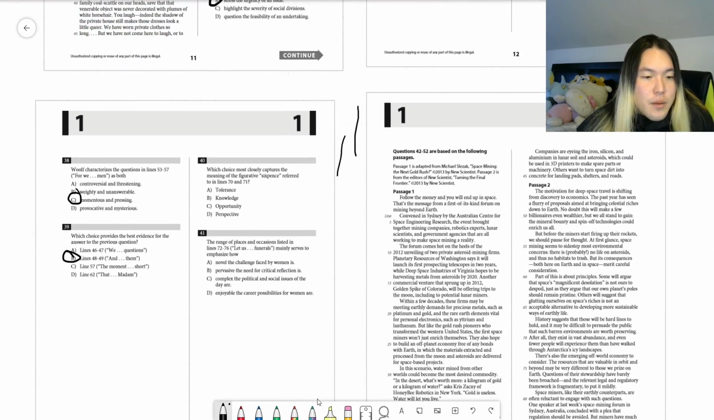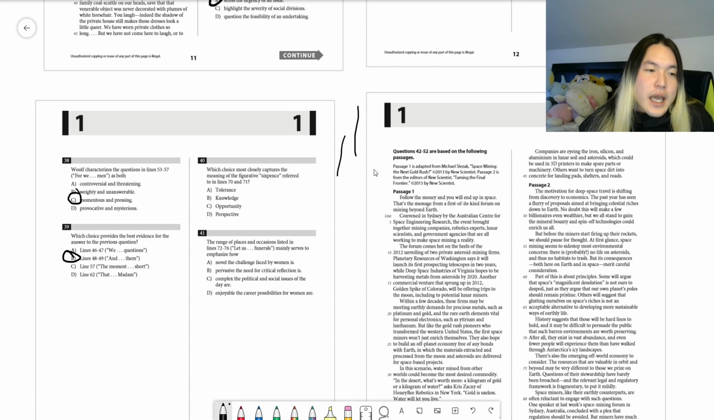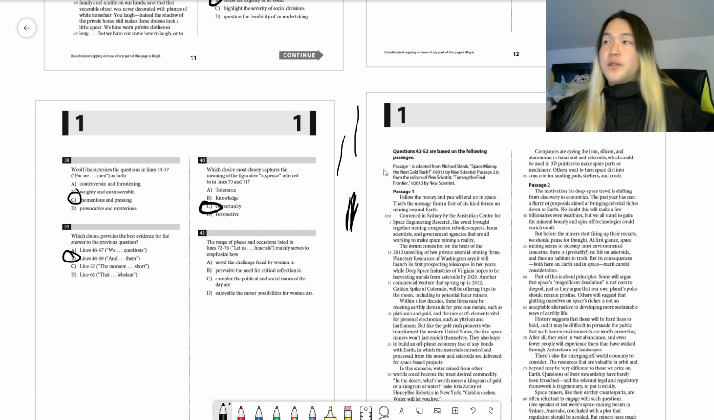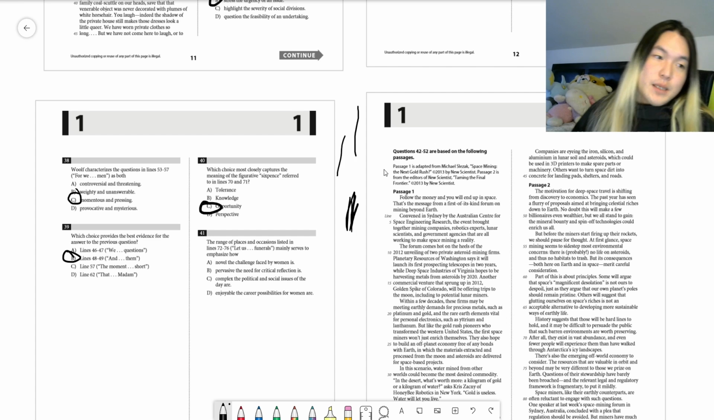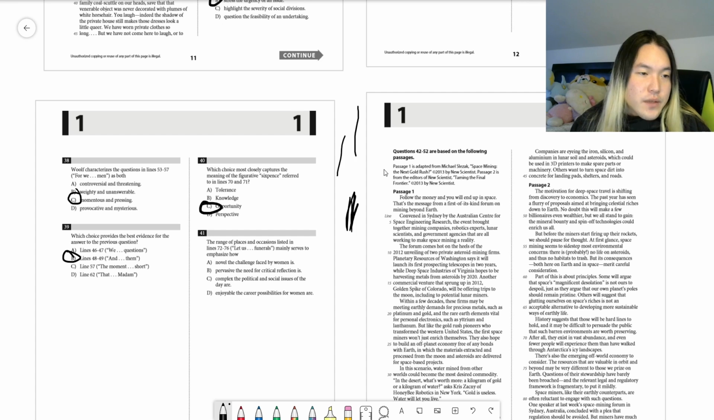Okay, so money. So does money represent tolerance? A, tolerance. B, knowledge. C, opportunity. Or D, perspective. Money. What does money represent? Money represents opportunity. Yeah. So if you have money, you can do a variety of stuff. You can travel, buy stuff, start a company, blah blah. I guess not so much travel nowadays, but you know what I'm saying. So it's not tolerance or knowledge or perspective. Money is opportunity.